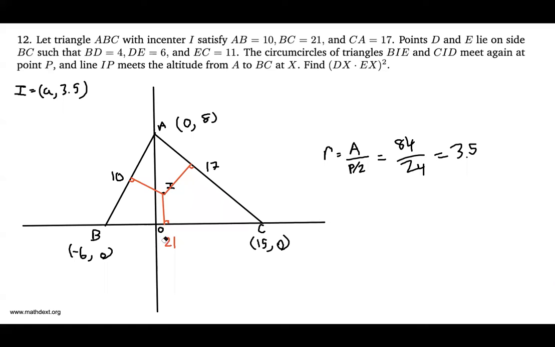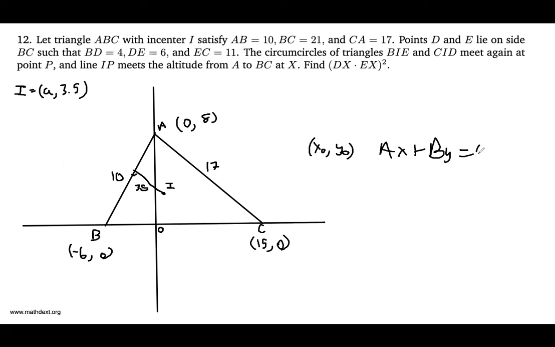All right. Now, how would we find a? Well, it turns out we can find a by using the distance from a point to a line. In particular, we are going to find the distance from I to AB, noticing that this distance must be equal to 3.5. So how are we going to use that? We're going to use the distance from a point to a line formula. Namely, if you have a point (x0, y0) and a line ax plus by equals c, then the distance from this point to this line is the absolute value of ax0 plus by0 minus c, over the square root of a squared plus b squared.